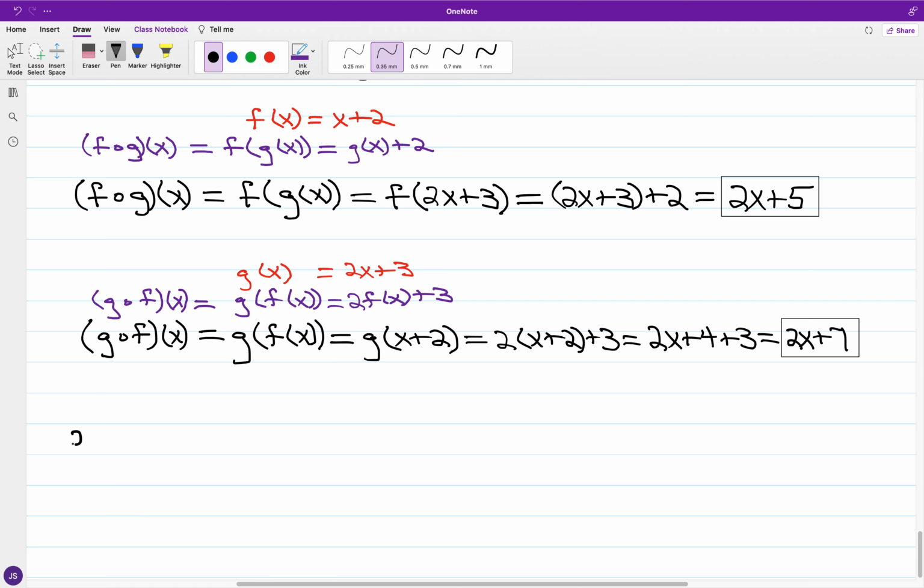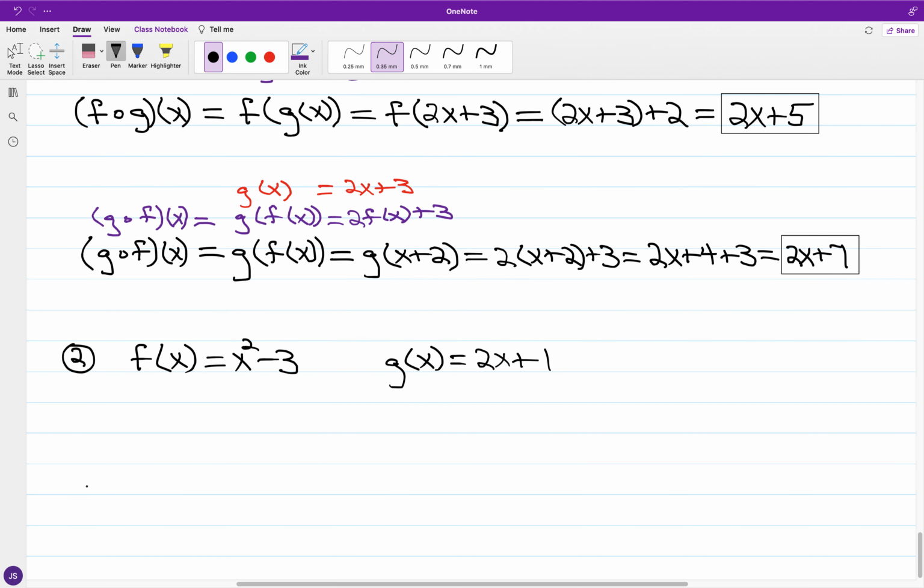Now let's say that I have one of the functions be quadratic, like in the case of f of x is equal to x squared minus 3, and we have that g of x is equal to 2x plus 1. Okay, so we have in the setup f composed with g of x.